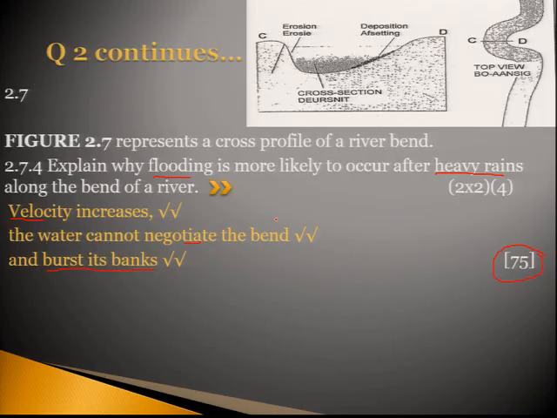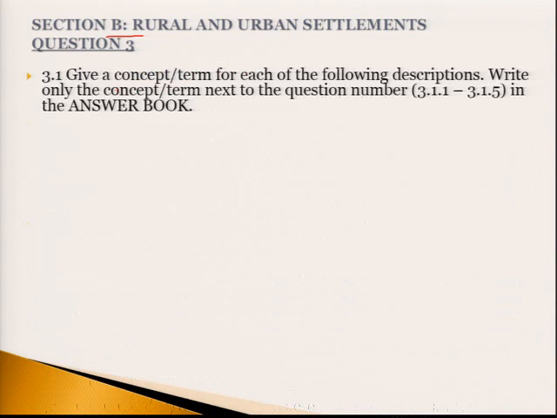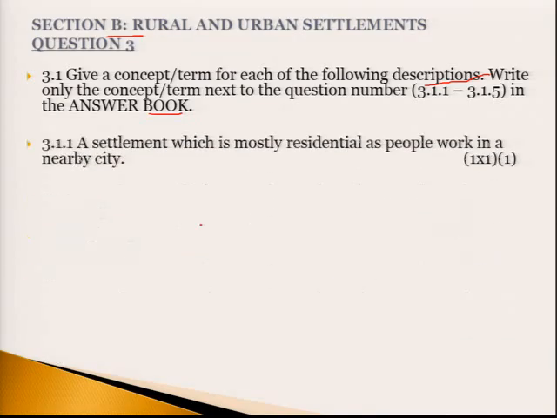I think they will enjoy it even further. Let's go to section B. Section B, which will be our rural and urban settlements, which will be question 3. Give a concept of the following descriptions that are given. Concept in column A, 3.1.1 up to 3.1.5, and write them in your answer book.